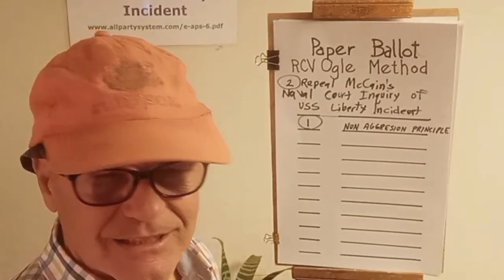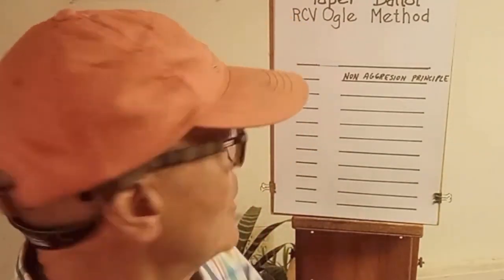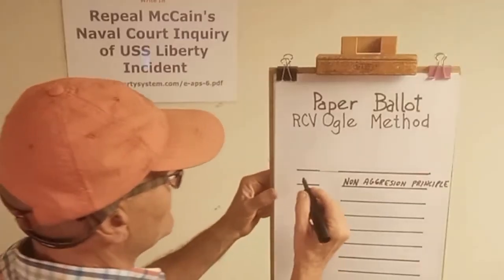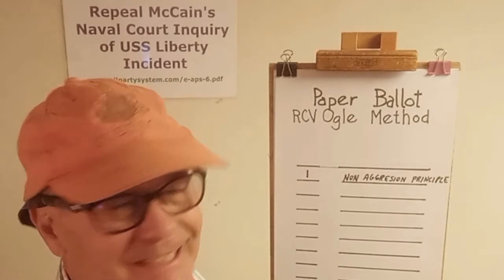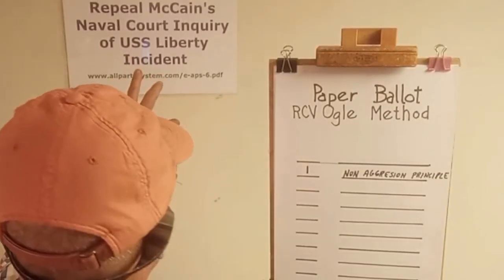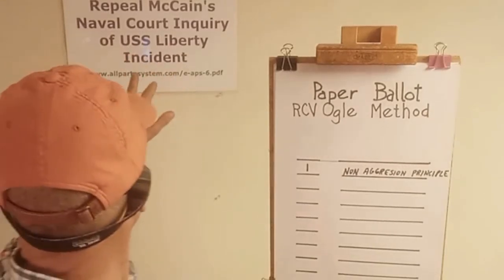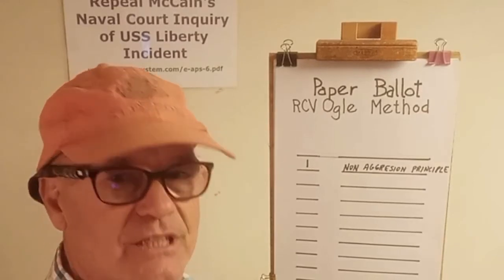When electing decision items, it's always 50% plus 1. The Ogle method is also ranked choice voting, or RCV. What we do, we write in number 1 for our first choice, non-aggression principle. Then number 2 for our second choice. Well, we have this item here, repeal McCain's Naval Court Inquiry of USS Liberty Incident.